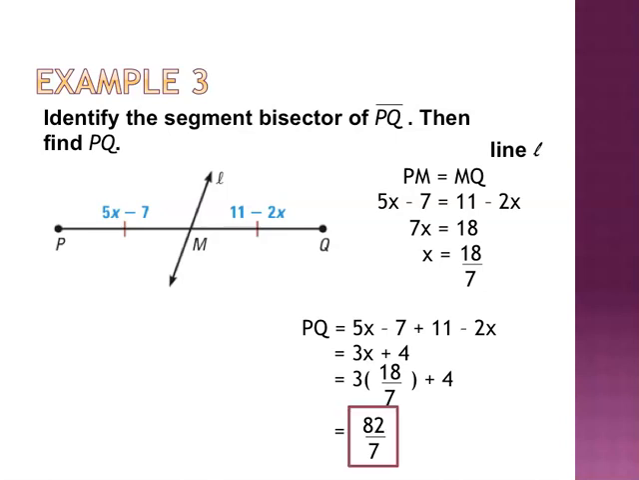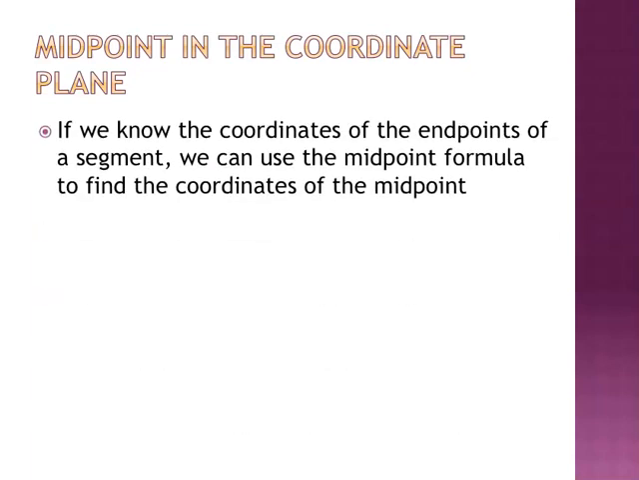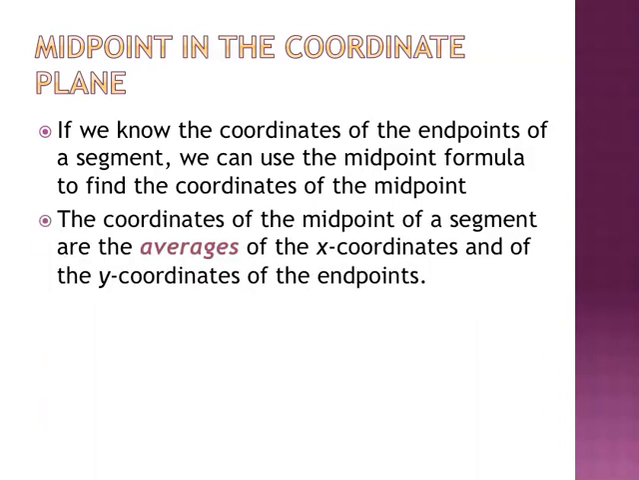Now let's talk about finding the midpoint in a coordinate plane. Now, if you know the coordinates of the endpoints of a segment, we can use what we call the midpoint formula to find the coordinates of the midpoint. How do you find them? Well, simply put, the coordinates of the midpoint of a segment are going to be the averages of the x-coordinates and the y-coordinates of the endpoints. So what does that mean? Let's look at a picture.